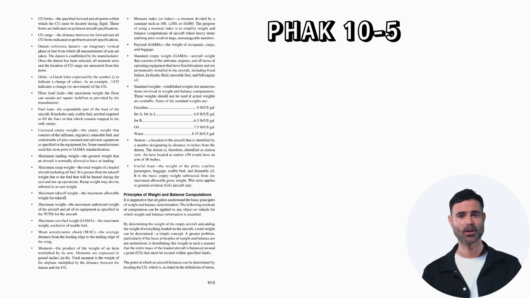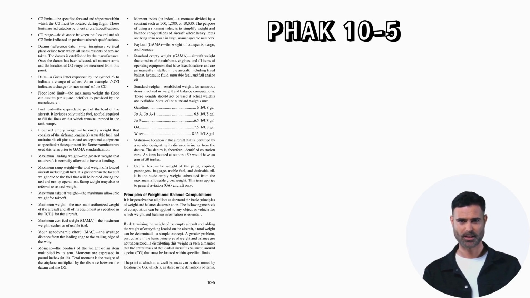Some of the standard weights are: gasoline, 6 pounds per U.S. gallon; Jet A, 6.8 pounds per U.S. gallon; Jet B, 6.5 pounds per U.S. gallon; oil, 7.5 pounds per U.S. gallon; water, 8.35 pounds per U.S. gallon. Station, a location in the aircraft that is identified by a number designating its distance in inches from the datum. The datum is therefore identified as Station 0. An item located at Station +50 would have an arm of 50 inches.